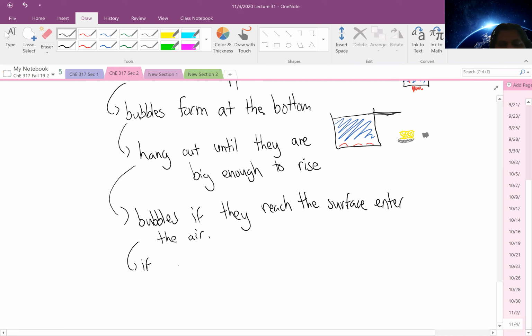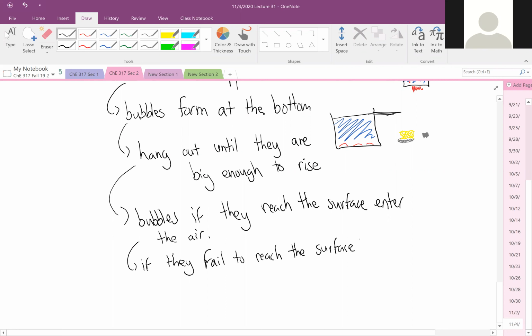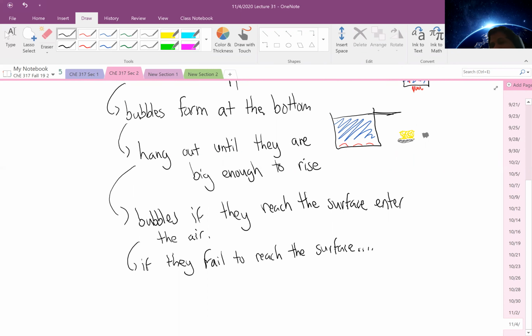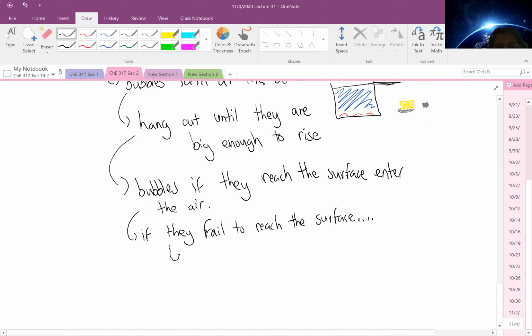what happens? What happens to the bubbles once they fail? They return to the liquid state and just act as convection currents. Okay, so they kind of collapse, right? They condense and collapse.